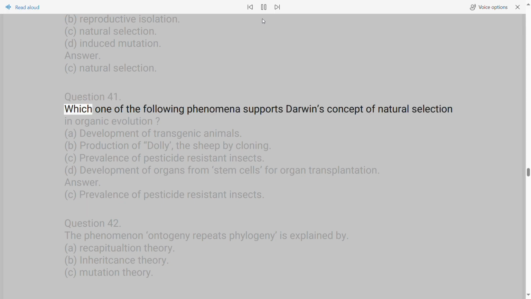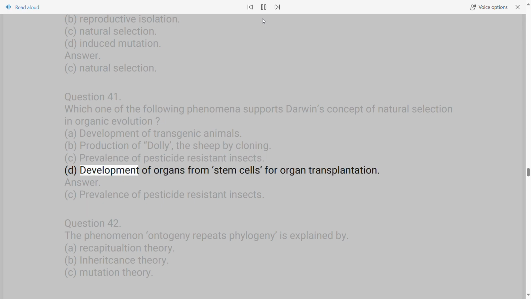Question 41. Which one of the following phenomena supports Darwin's concept of natural selection in organic evolution? A. Development of transgenic animals. B. Production of Dolly, the sheep by cloning. C. Prevalence of pesticide-resistant insects. D. Development of organs from stem cells for organ transplantation. Answer. C. Prevalence of pesticide-resistant insects.